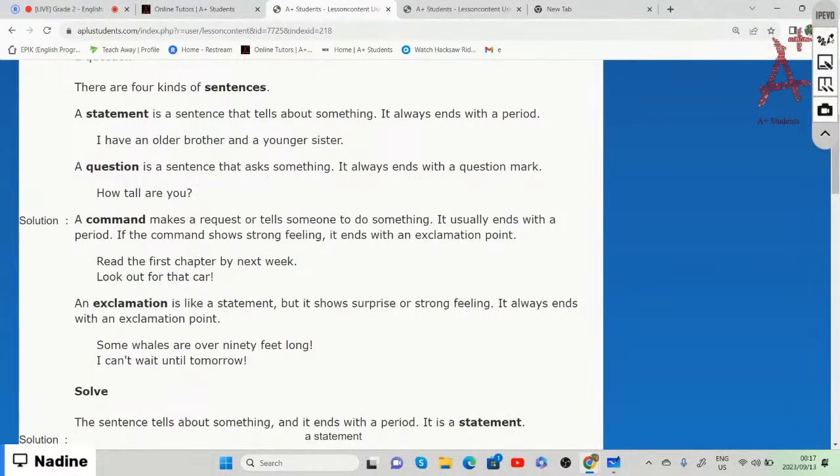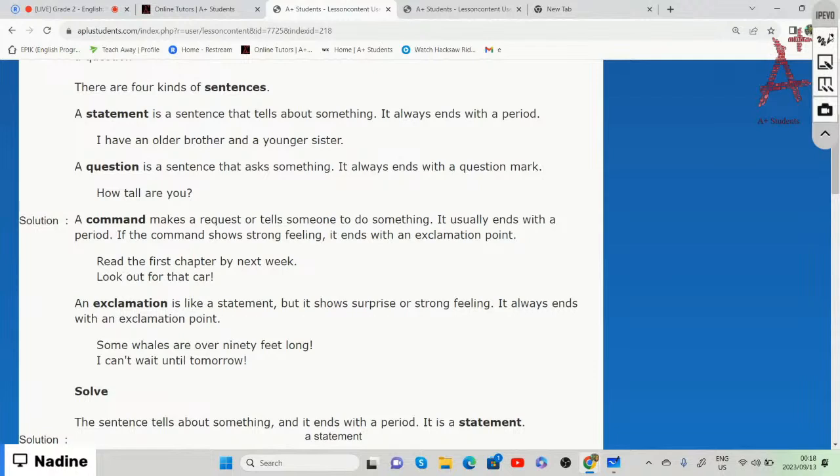Some whales are over 90 feet long! So if you tell someone that some of the whales are over 90 feet long, it's like saying, wow! Sorry, I was making my own thing there. So it's like you are expressing some form of feeling or surprise, like wow, right? Because now it's telling you like, is a whale really that big? So some whales are over 90 feet long!